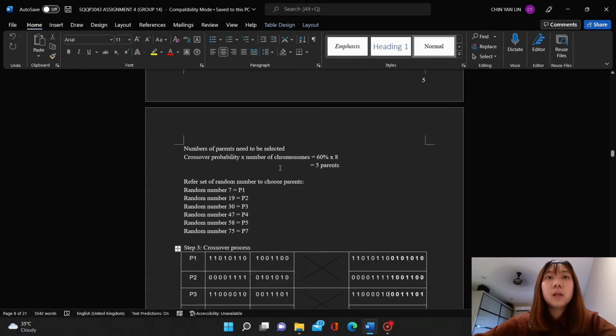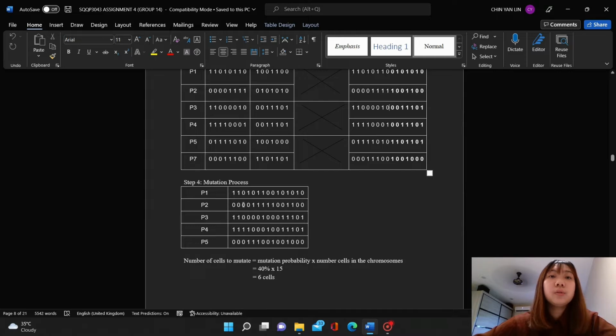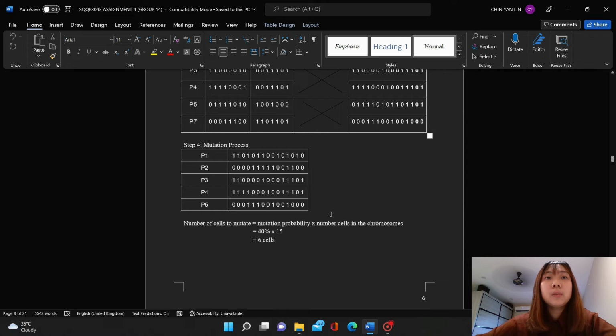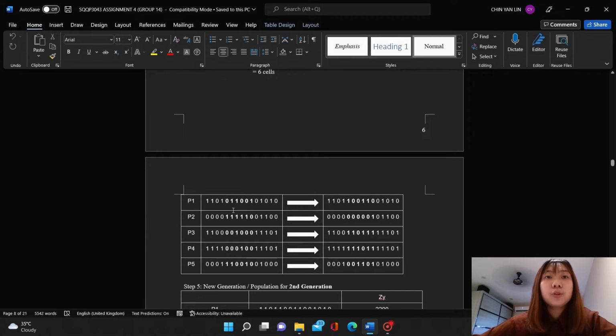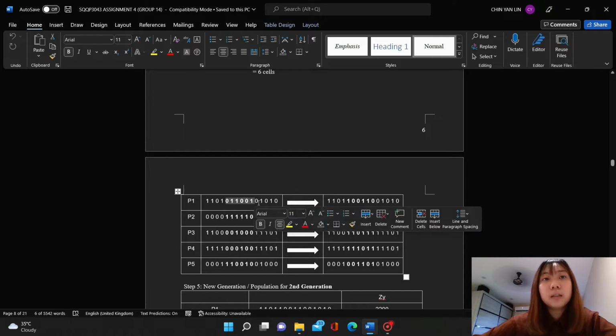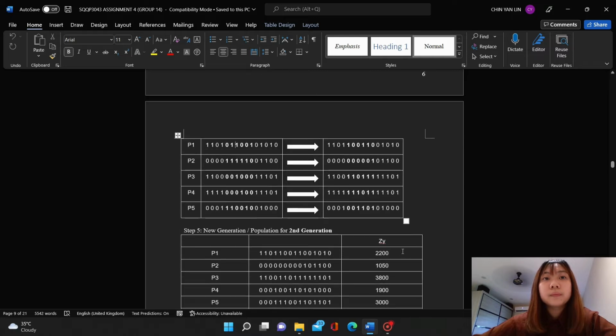Because we chose 5 parents, in the mutation process we also need to choose 5 children randomly. We need to calculate how many cells we need to mutate. The formula is mutation probability times the number of cells in the chromosome. It is 40% times 15, which equals 6 cells. So we need to choose 6 jobs randomly to flip to become a new child.